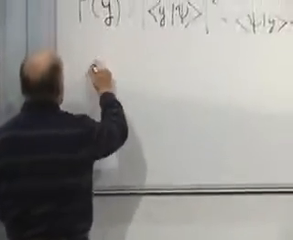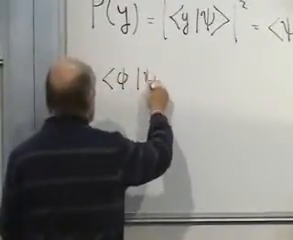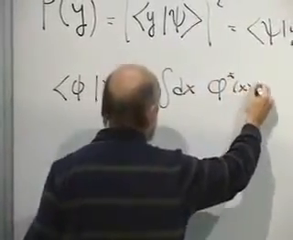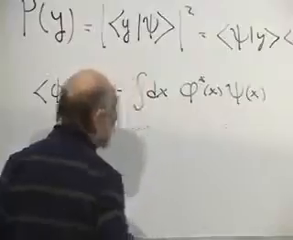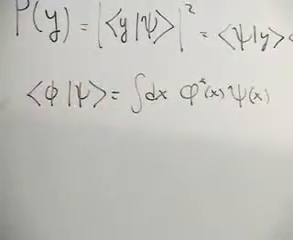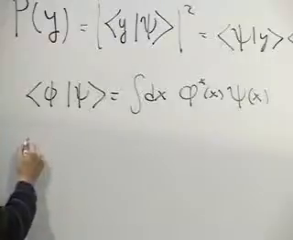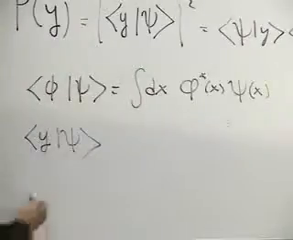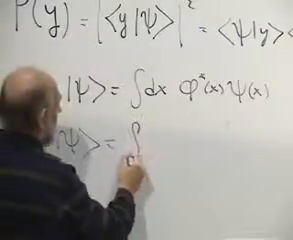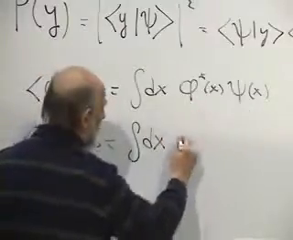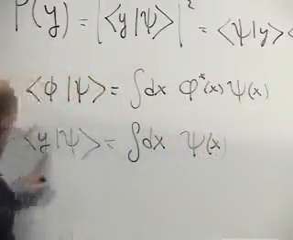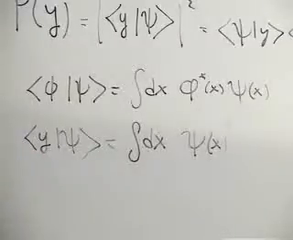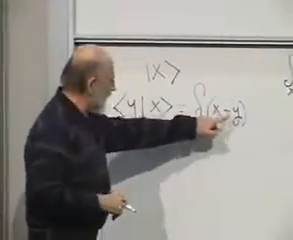The inner product between two vectors, phi and psi, is just equal to the integral dx, phi star of x, psi of x, the definition of the inner product. So now we can apply it to calculating y psi. Let's just do it. It's equal to the integral dx, psi of x, and now the wave function associated with a particle known to be at y. That wave function is just delta of x minus y.